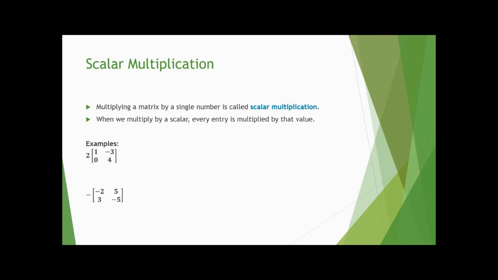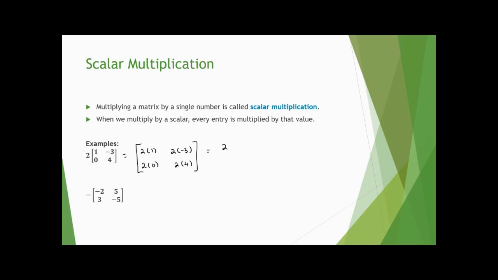So scalar multiplication is you're literally multiplying your matrix by a number. And you can think it might be called a scalar because it scales it. Basically, every number in the matrix gets multiplied. So I've got two examples here. That 2 in front, we multiply everything inside the matrix by 2. So that would be 2 times 1, 2 times -3, 2 times 0, and 2 times 4. So just everything gets multiplied by that 2.